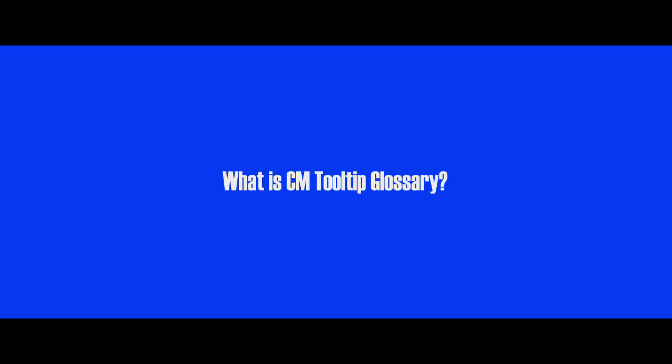This is a fantastic WordPress plugin that allows you to create a detailed glossary of terms and explanations on your website. Whether you run a tech blog, educational site, or e-commerce store, it helps define specialized terms in tooltips, making them easier for your visitors to understand. Now, you might be asking, why should I use CM Tooltip Glossary on my site? Well, there are several reasons.